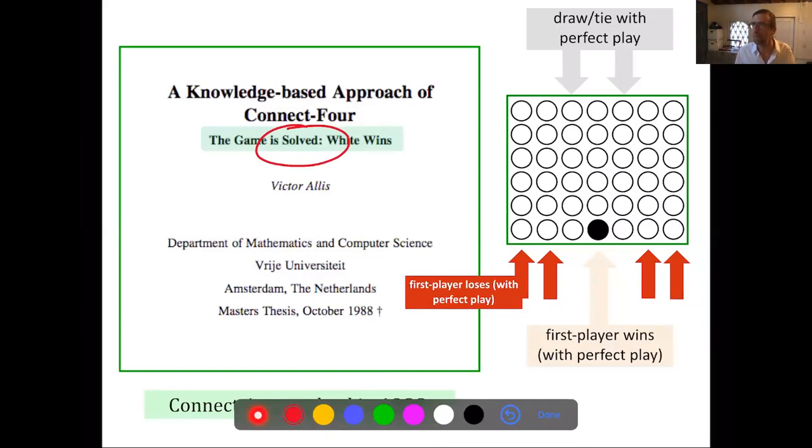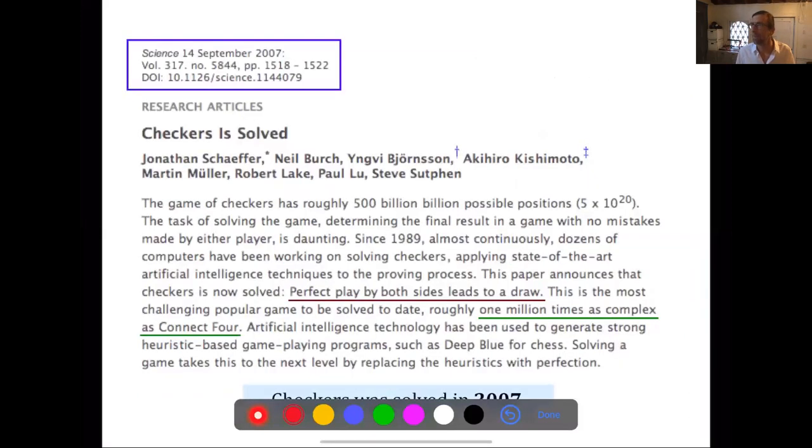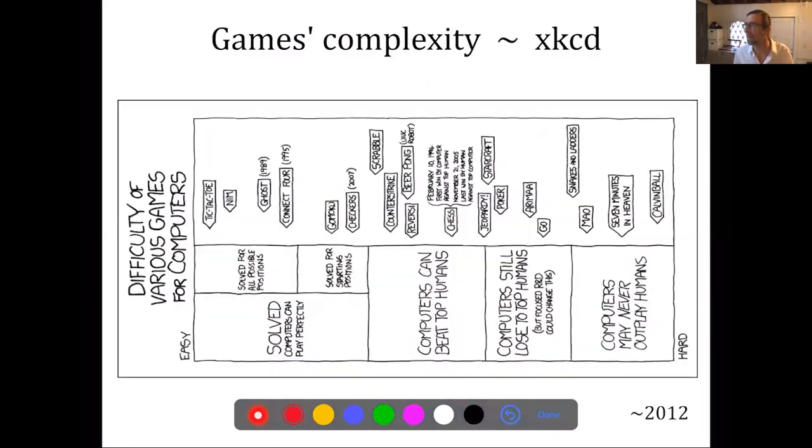Connect Four is a simple enough game that it was solved back in 1988. Checkers was solved in 1989, which is kind of amazing that it was so soon after Connect Four, given that it is much more complicated.